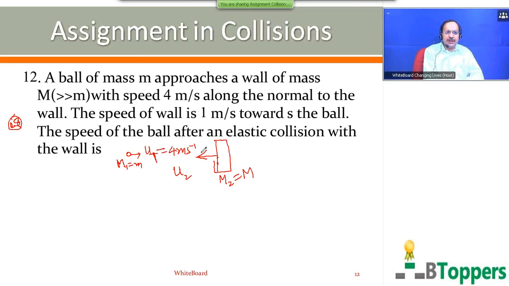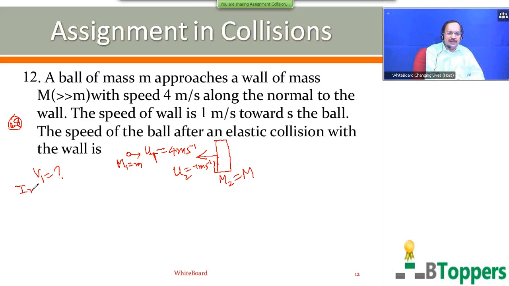So here u1 and u2 are opposite. So if you give positive sign for u1, mathematically you have to give negative sign for u2. So here you have to find the speed of the ball after the elastic collision with the wall. So it means you have to find v1.